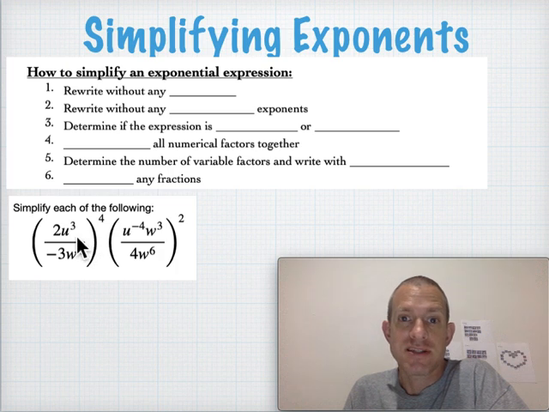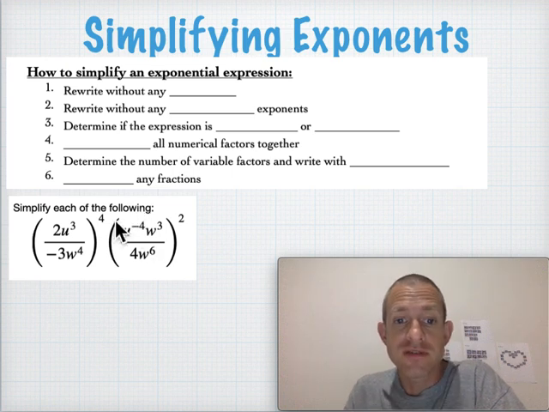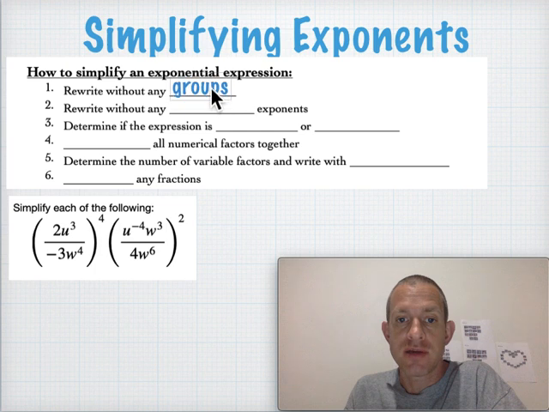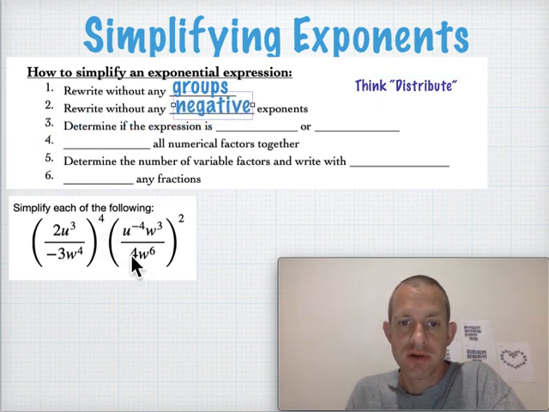And so the process I said for you to do, to take some beast like this and try to clean it up, was to focus on if there were any groups. First, rewrite it without any groups, and to do that, you were effectively thinking about using the distributive property. Then I suggested you rewrite it without any negative exponents. Notice this has some negative exponents. It also has negative signs.